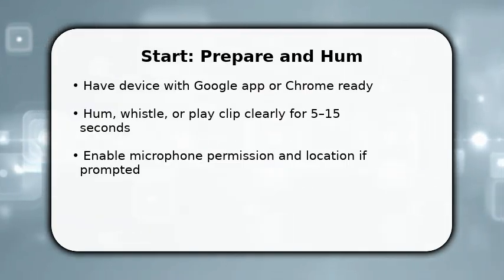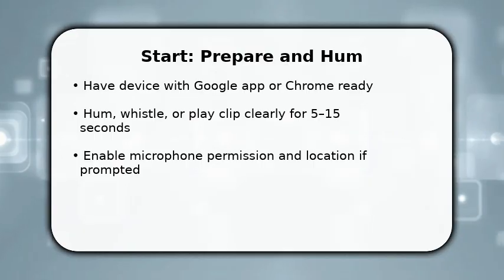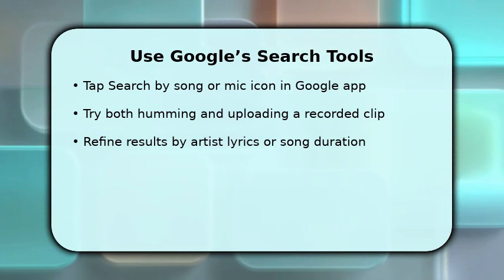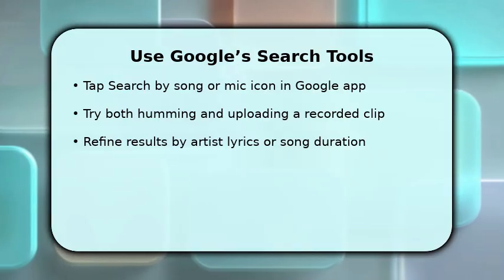Once done, watch the visual waveform or listening indicator. That tells you Google captured sound and will attempt a match. Next, you use Google's specialized tools. Tap the mic icon, then choose Search a Song or Humming option.